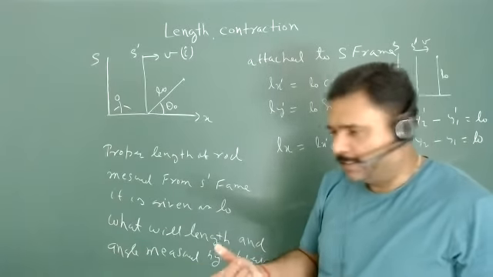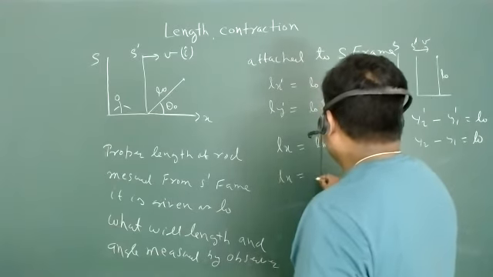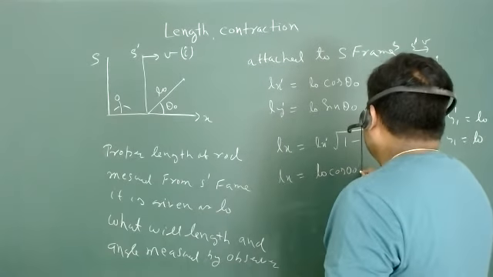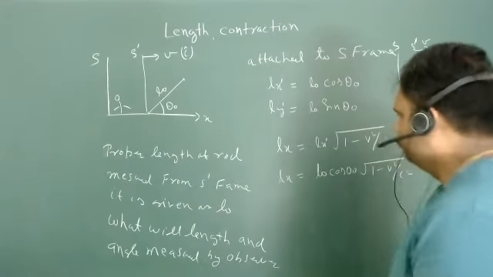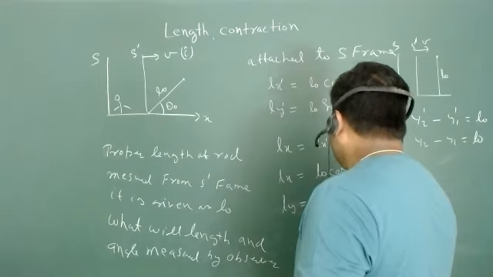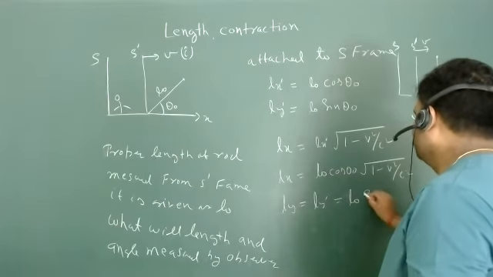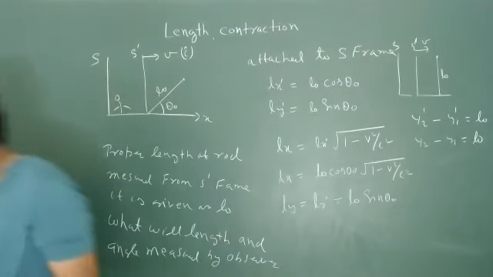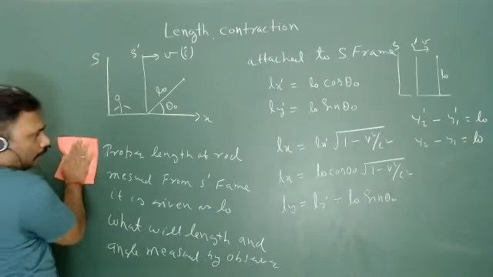Yes, I can write. So this is my Lx, and that will be L naught cos theta naught times root under 1 minus v square upon c square. This is a very simple calculation. What about Ly? The Ly will remain the same. Ly is equal to Ly dash, and I can write this as L naught sin theta naught. Great. Okay, everyone up to here? Okay, good.